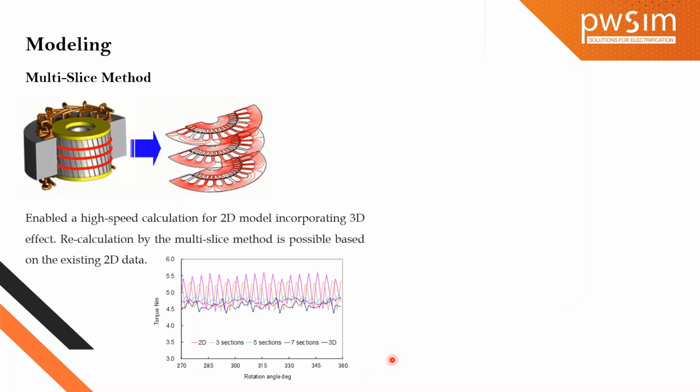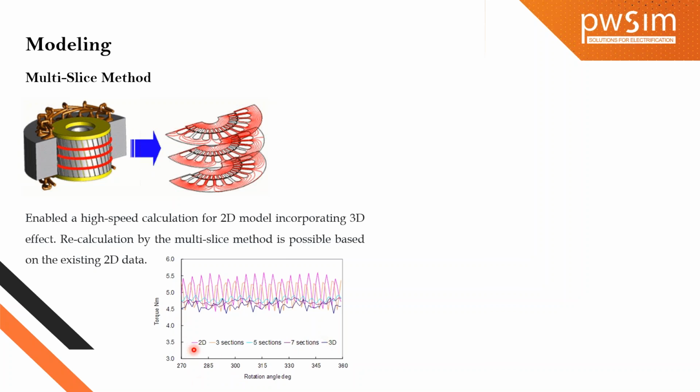That can be simulated using the multi-slice method in a faster time. For example, it enables high-speed calculation for a 2D model incorporating the 3D effect. Recalculation by the multi-slice method is possible based on the existing 2D data. We can define the rotating angle in degrees, select the sections, like 5 sections or 7 sections axially, define the skew angle, and perform the analysis.